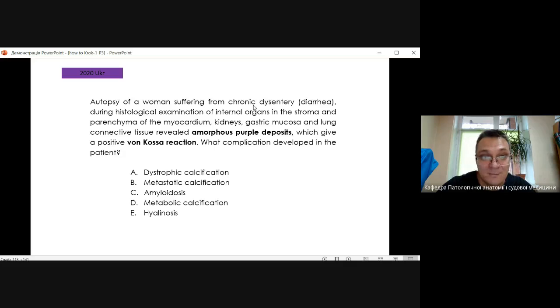So that's the accumulation of calcium phosphate in different and multiple organs, which is the sign of metastatic calcification. In this case, we have dealt with hypercalcemia and secondary hyperparathyroidism. That's the result of the adaptation, compensation to a chronic loss of water, chronic dehydration. That's B, metastatic calcification over here.